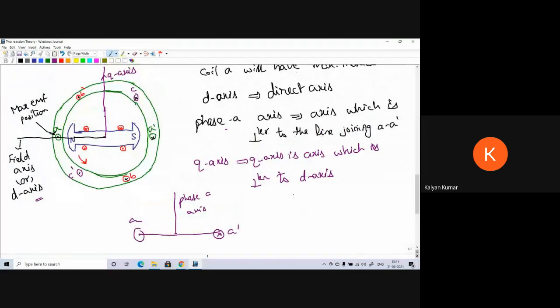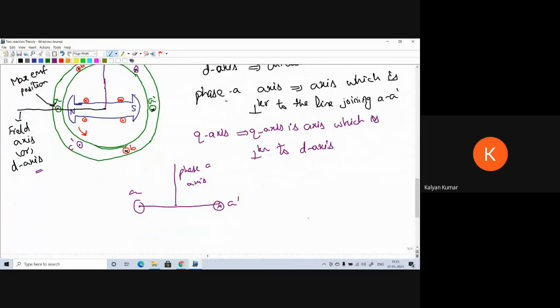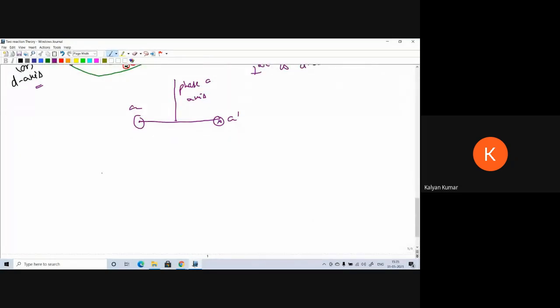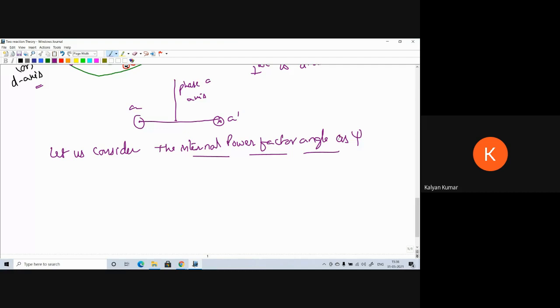Now this is the maximum EMF position. Now let us consider a position such that, suppose let us consider the internal power factor angle as psi. So I am assuming the internal power factor angle as psi degrees.